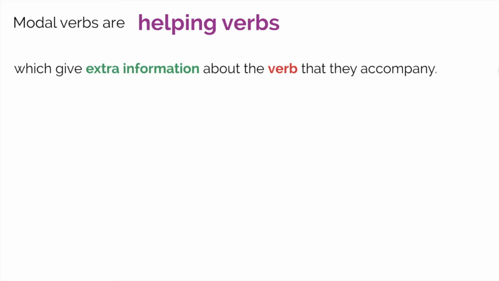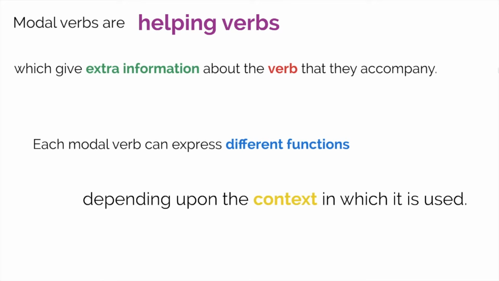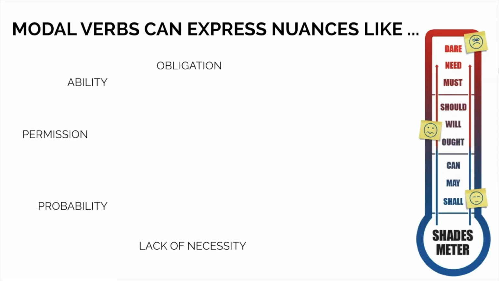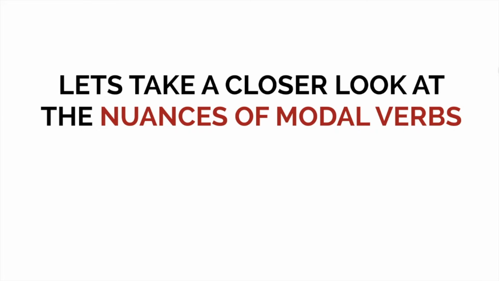Modal verbs are helping verbs, which give extra information about the verb that they accompany. Each modal verb can express different functions depending upon the context in which it is used. Modal verbs can express nuances like obligation, ability, permission, probability, lack of necessity, possibility, prohibition, and advice. Let's take a closer look at the nuances of modal verbs.